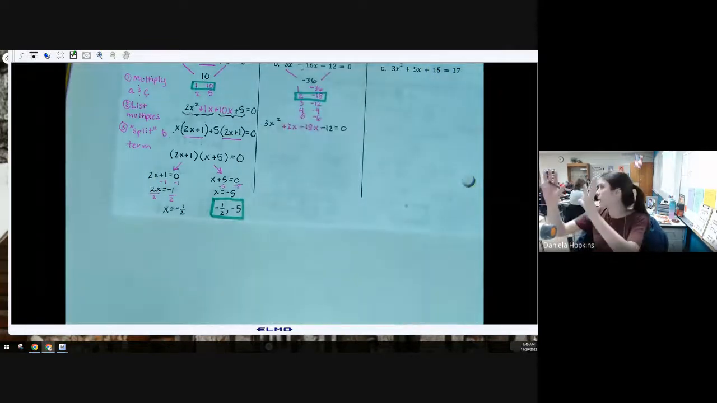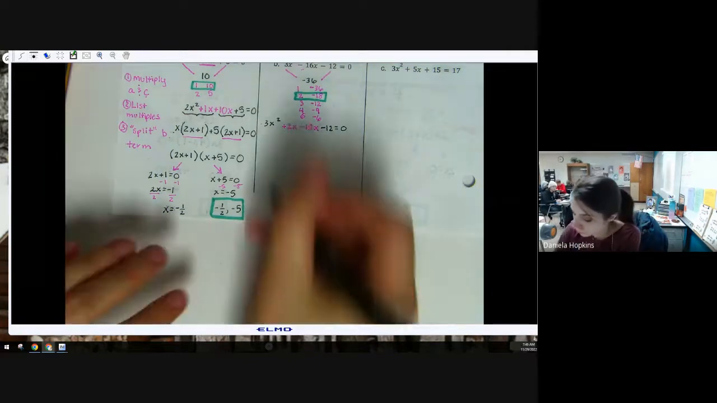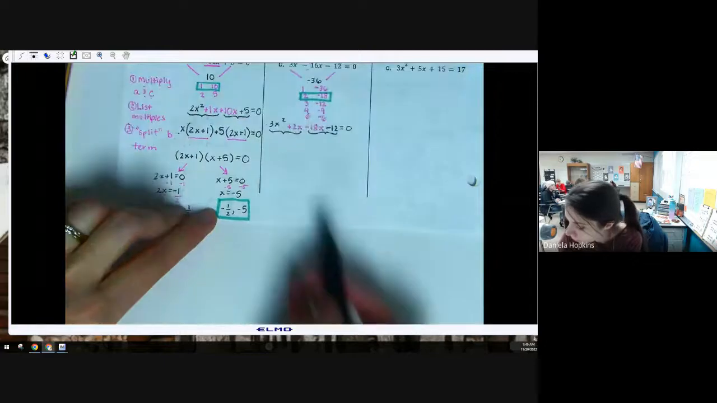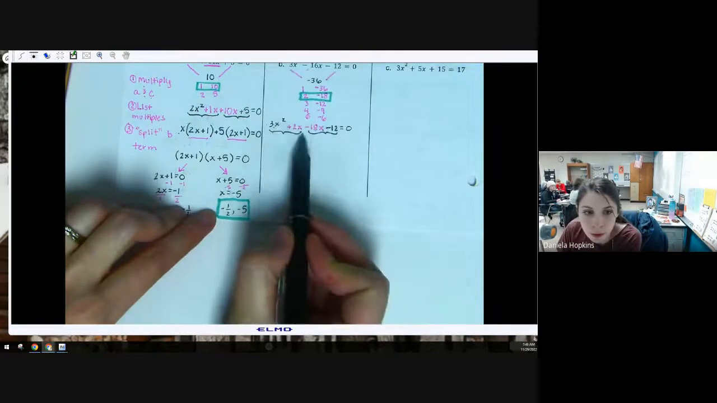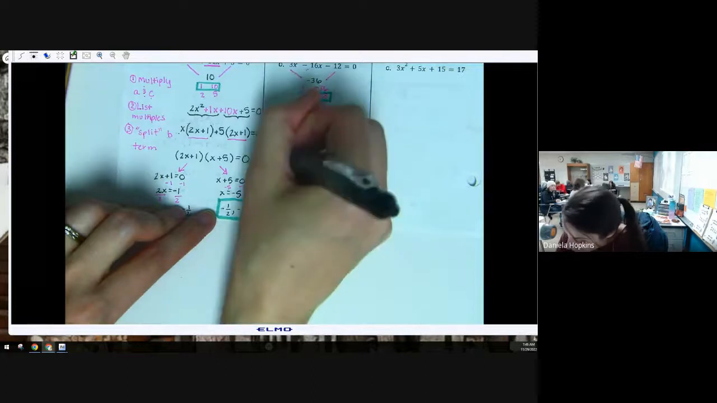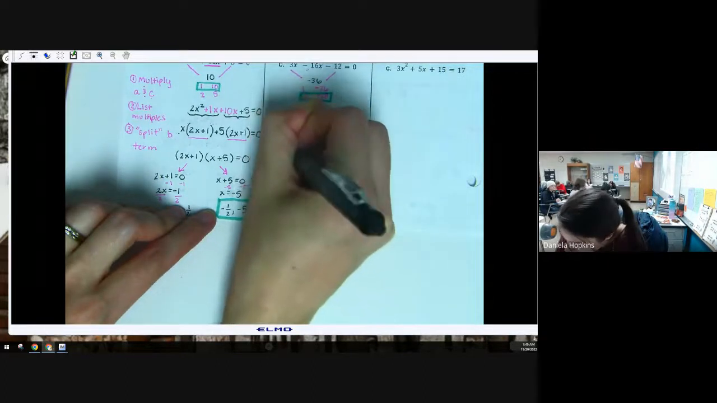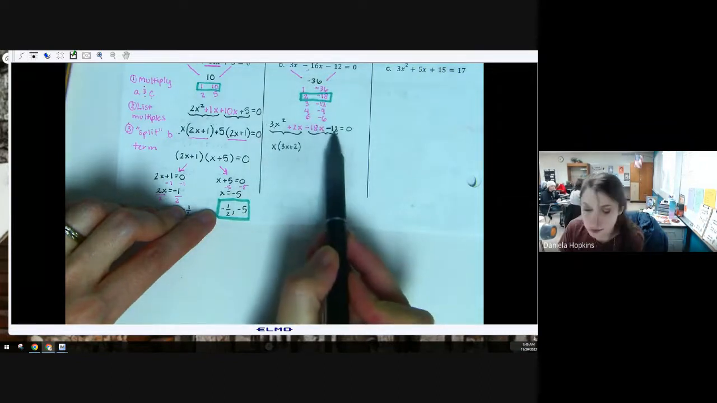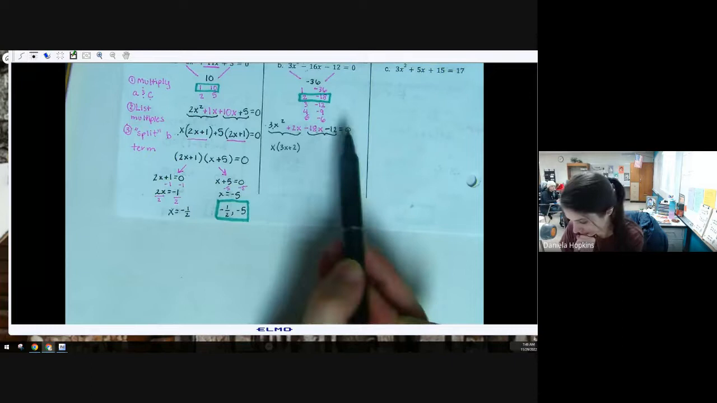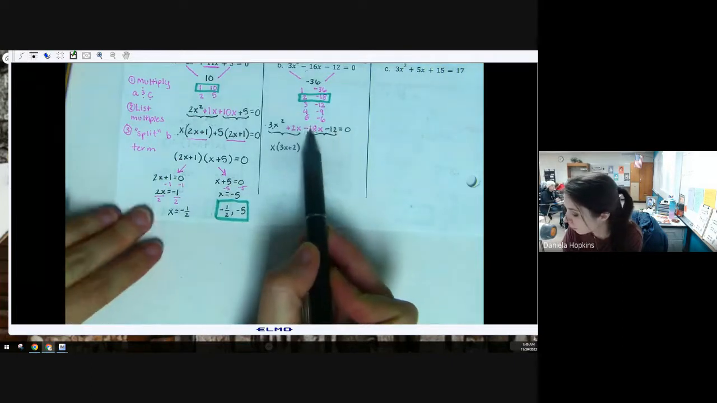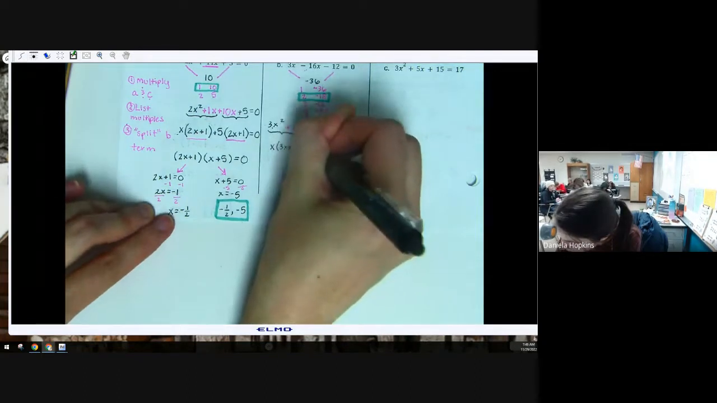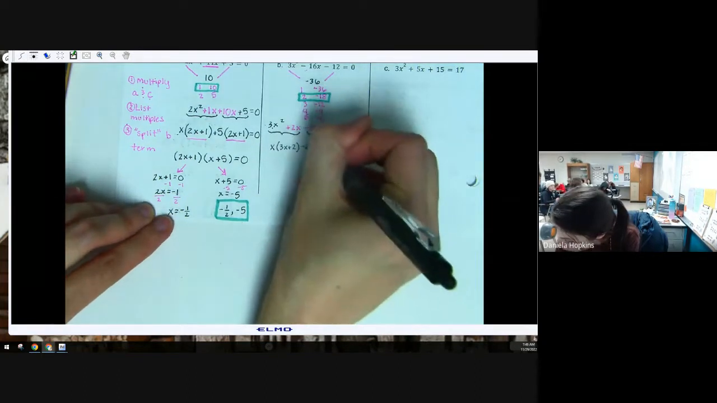And in this way, I've created 2 groups. So here are my 2 groups. What can I pull from 3x squared plus 2x? A single x, or 1x, which would leave me with 3x plus 2. What can I pull from -18x and minus 12? 6. And pull a negative. Anytime you have a negative in the middle, pull a negative. So I'm going to pull out a -6. And in that way, that would leave me with a 3x plus 2.